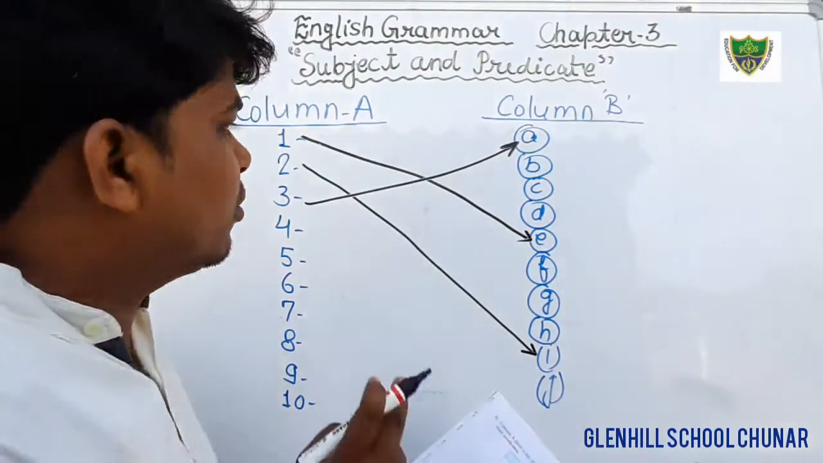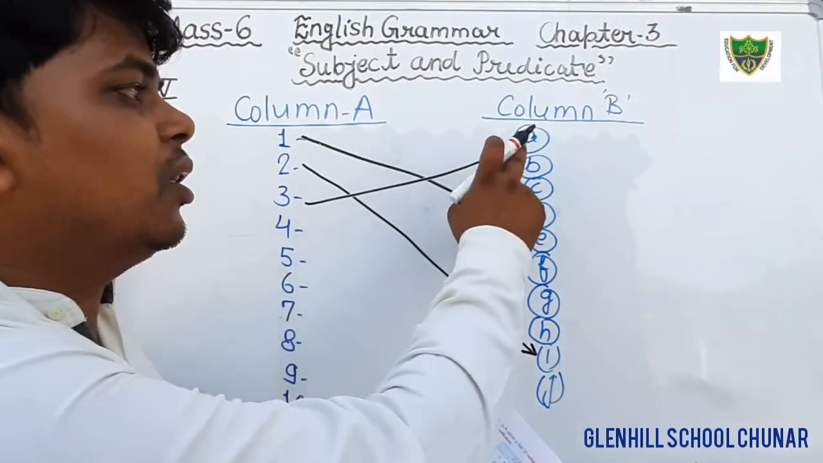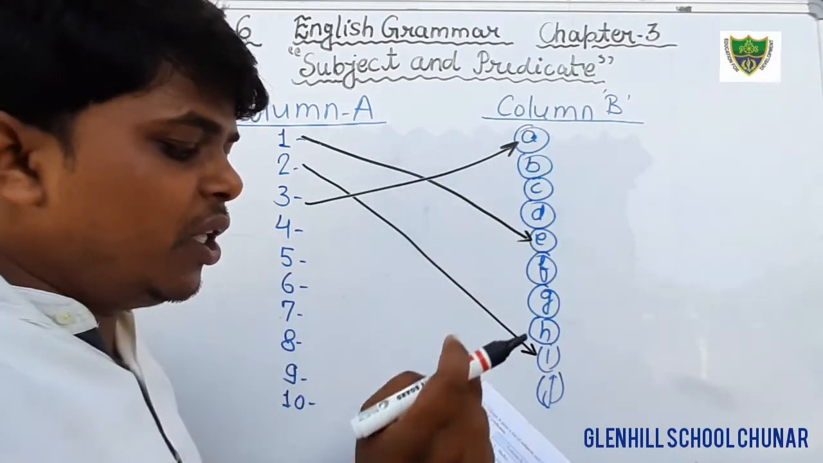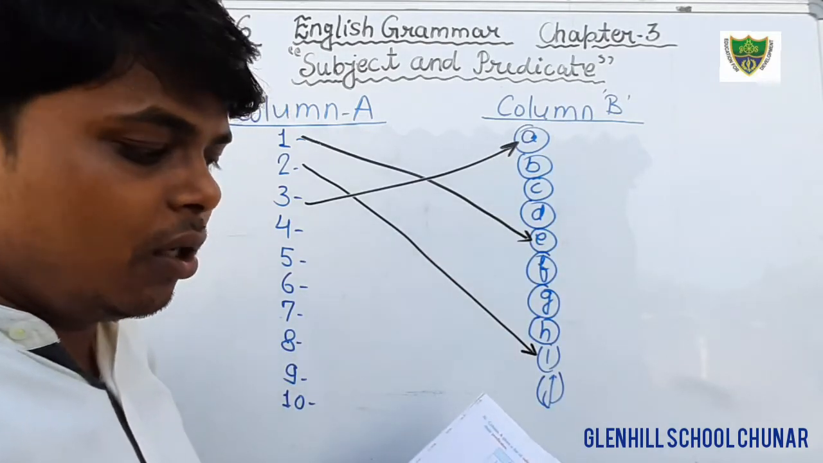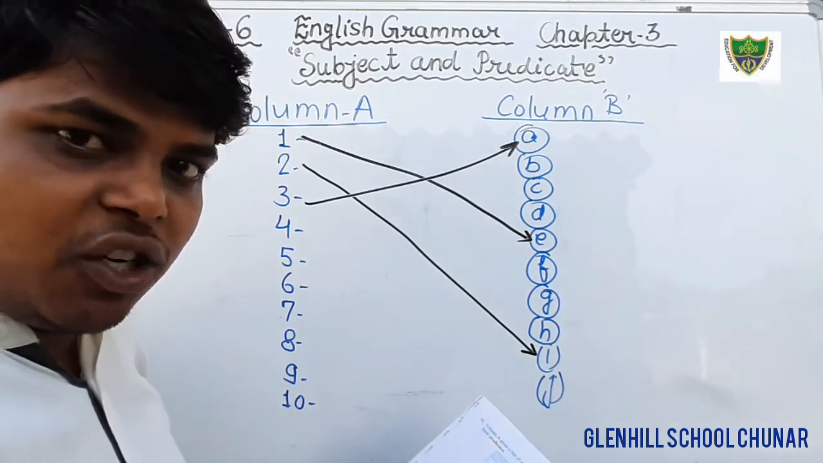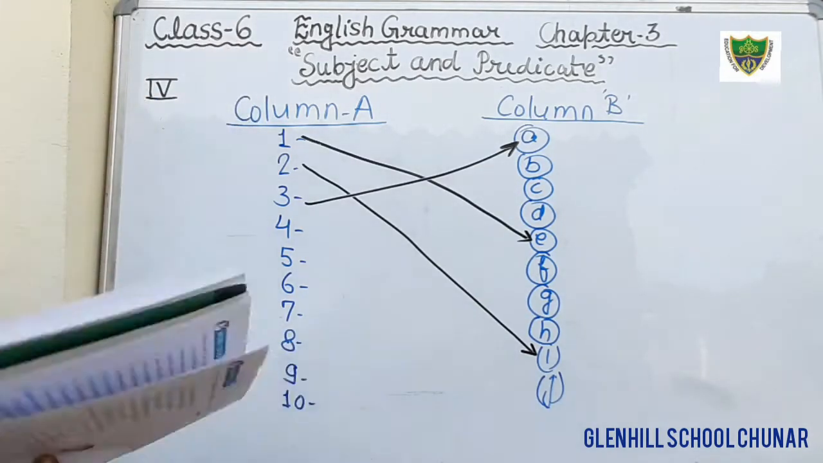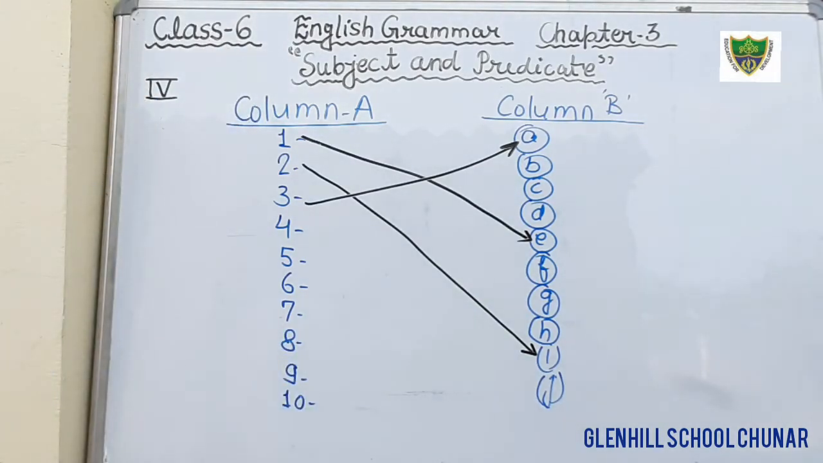Okay students, just match it. Poonam with the predicate is wearing a pretty blue dress. Just match question number third with option number A. Just do it.